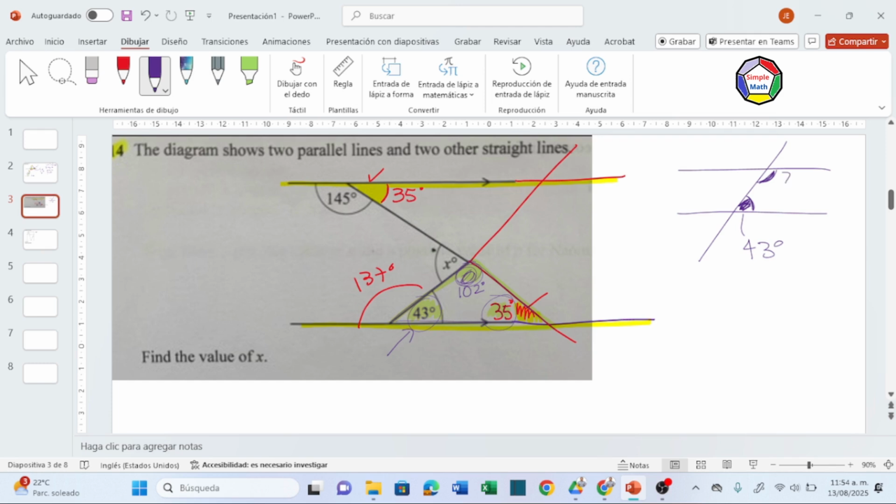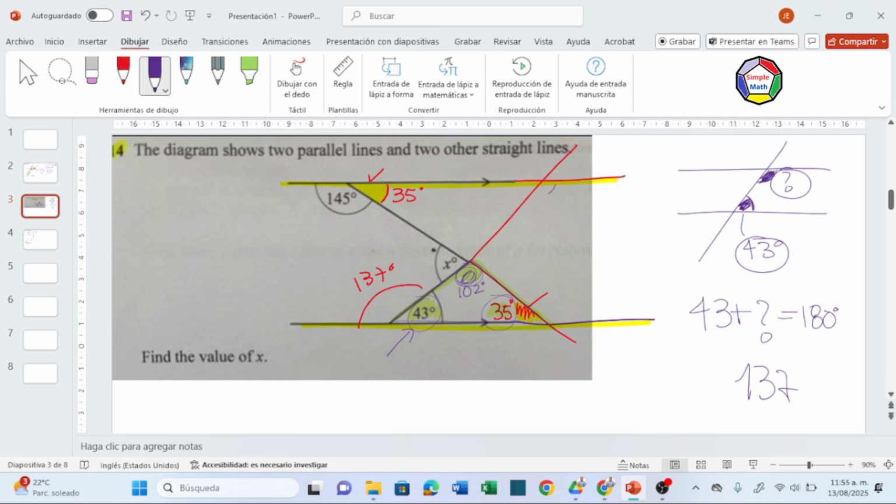What is the measurement of this angle? Remember that the co-interior angles add up to 180 degrees. So it means that 43 plus this measure must be equal to 180 degrees. So 43 plus the question mark must be equal to 180 degrees. Why? Because they are co-interior. How much is missing to 43 to get 180 degrees? So we need to subtract, right? So how much is 180 minus 43? It is 137. Yes, that is the measurement of this angle.